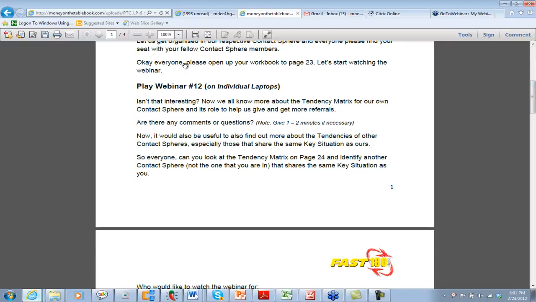Okay, everybody, please open up your workbook to page 23. Let's start watching the webinar. So we're looking at page 23, which is webinar number 12. And the idea here, as a trainer, I want you to understand, everybody on the training call tonight, look at page 23. And if you aren't aware of this yet, I want you to see at the bottom where it says webinars to watch, and you'll see the note.